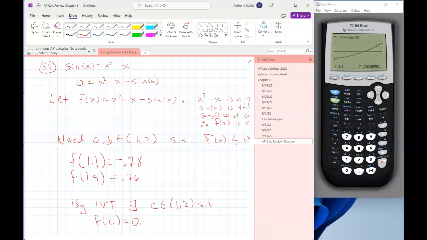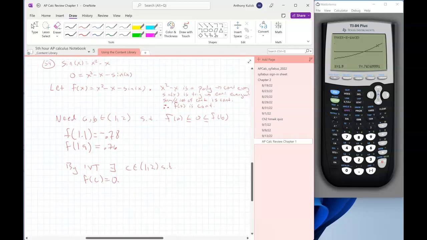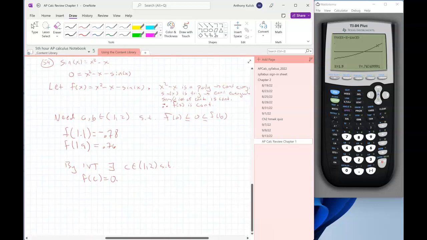Yes, you can't use the intermediate value theorem without it. So if it says use the intermediate value theorem, it's continuous, but you still need to explain how you know it's continuous. You're welcome. But again, this is not too bad, right? For a proof-ish question, that was pretty quick, pretty easy. Nothing complicated happened. Probably the hardest part was explaining the continuity.